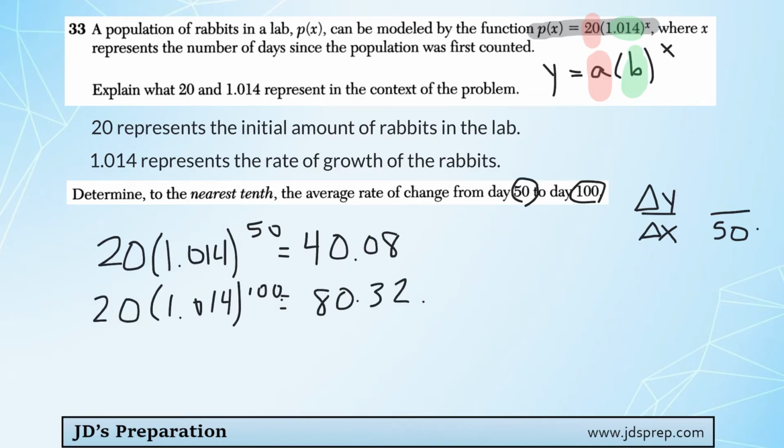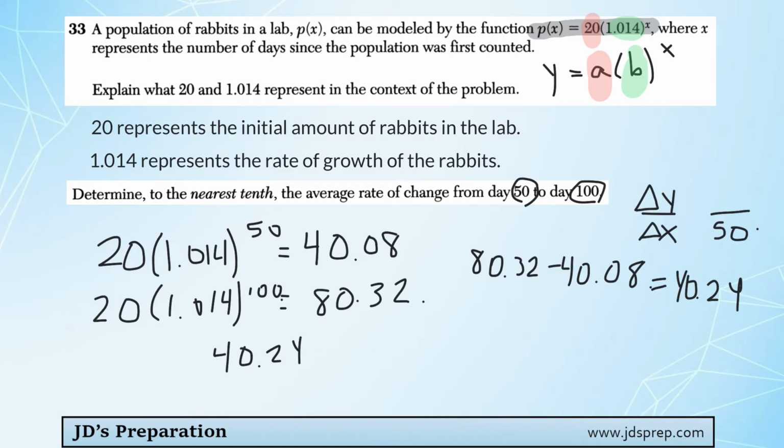So 80.32 subtract 40.08 is a difference of 40.24. So to find the rate of change, we're going to take that change in y, 40.24, divided by the change in x, which is 50.